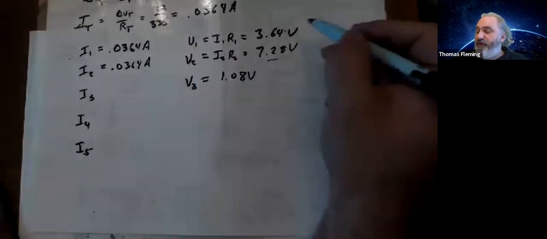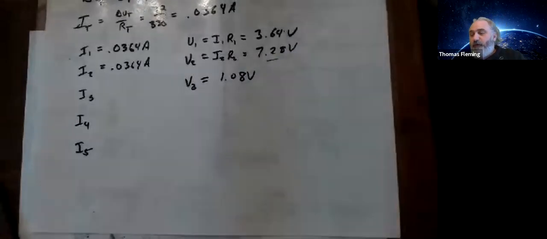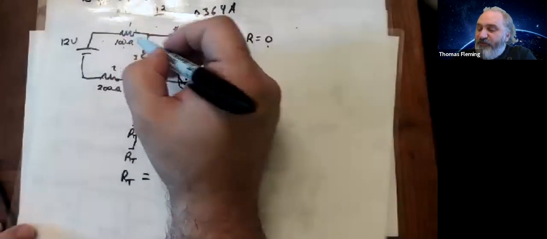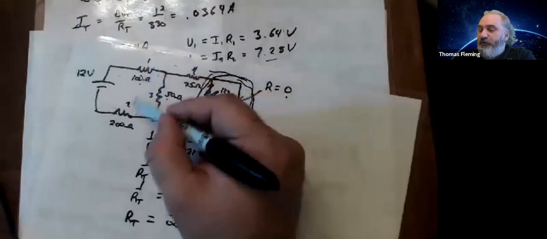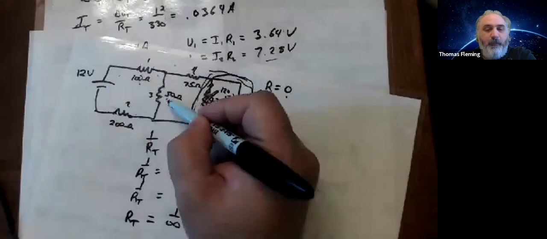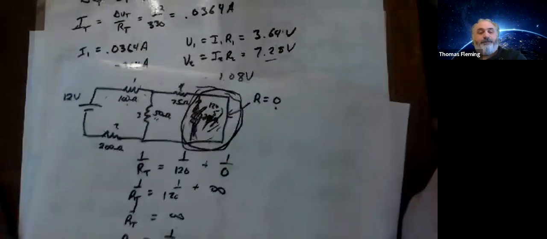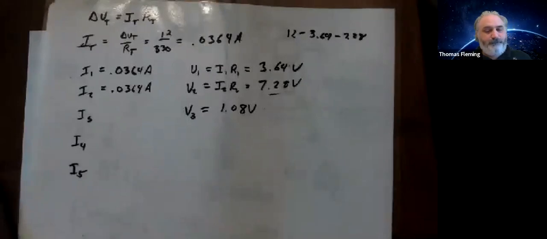So I just figured out that V3 is 1.08 volts. Because I know that if I go around through this, this, and this, these 3 have to add up to 12. And I know 2 of them, so I subtracted those 2 from 12, and whatever was left must have been V3. Wait, how did you get the 1.08? So I took 12 minus 3.64 minus 7.28, and it was what was left over. You with me? Yes. Awesome.